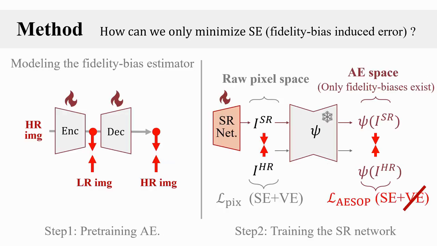Now, overall, finally, our method can be summarized as first pre-training an autoencoder as on the left side of this slide, and then substituting the original LPIX with the proposed autoencoded loss. This enables us to only reduce SE while preserving VE, which was impossible under the conventional per pixel reconstruction loss, indicated as LPIX.